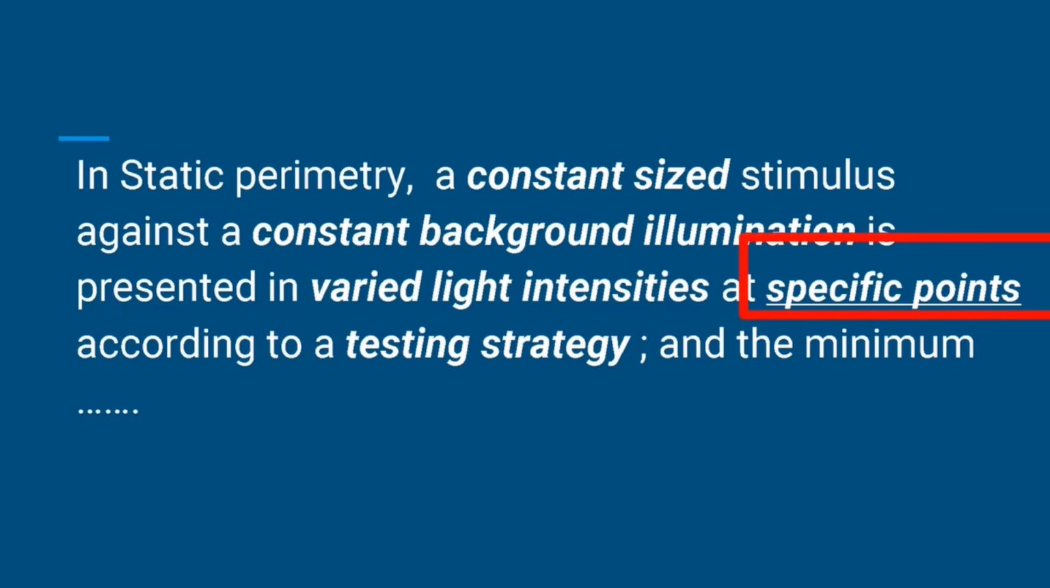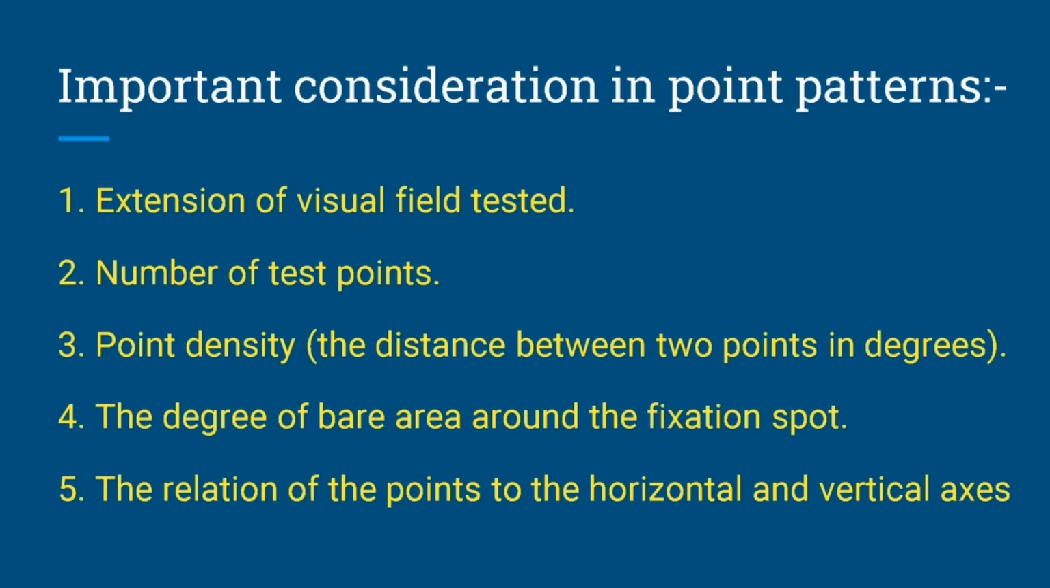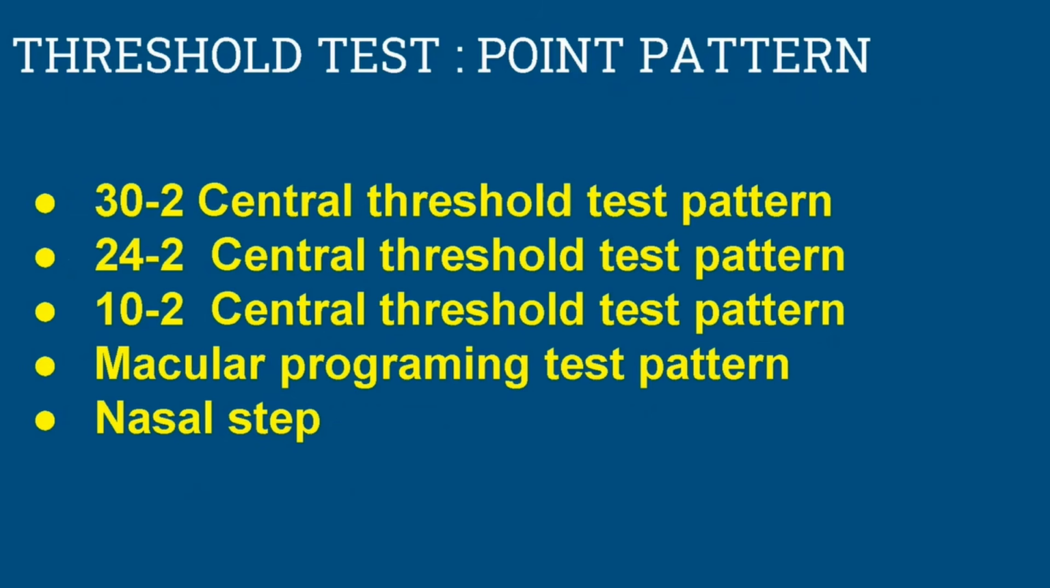Let's talk about the specific points which are tested. In point patterns, there are important considerations. It depends upon the extension of the visual fields tested, the number of the test points, the distance between two points in degrees, which is called the point density, the area around the fixation spot, which is not measured and called the bare area, and the relationship of these points to the axis.